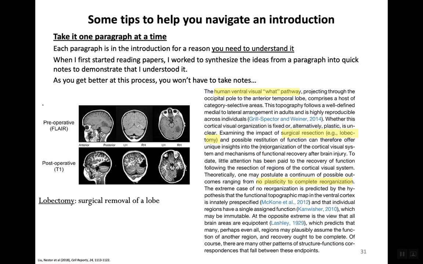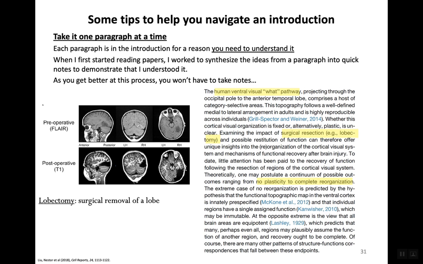Okay, moving on. To date, little attention has been paid to the recovery of function following the resection of regions of the cortical visual system. Okay, theoretically, one may postulate a continuum of possible outcomes ranging from no plasticity to complete reorganization. Okay, so here come into play the hypotheses. We have two opposite hypotheses pinned against each other. One is no plasticity, the other one is complete reorganization.